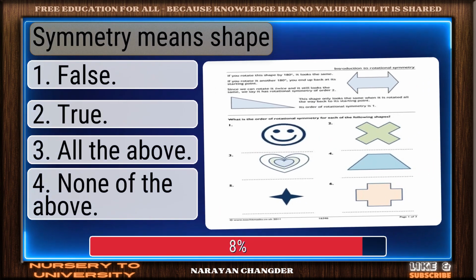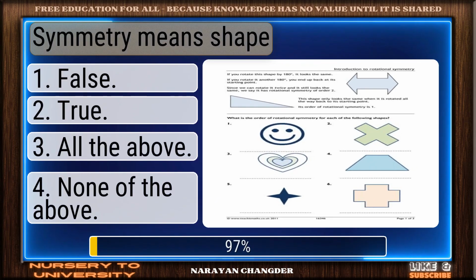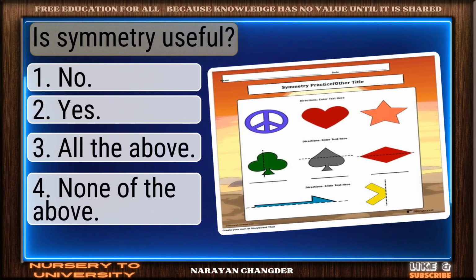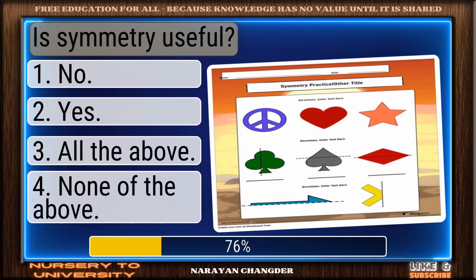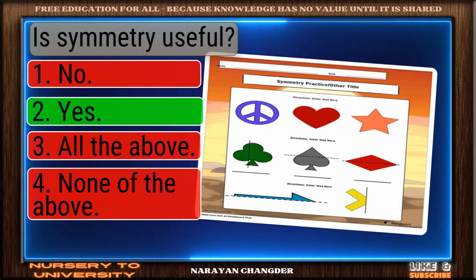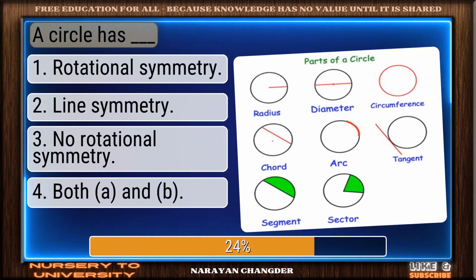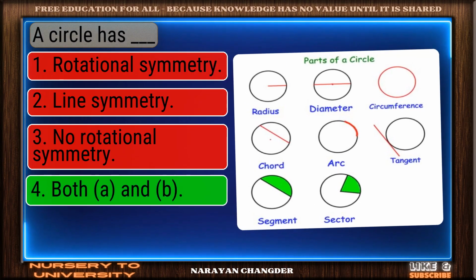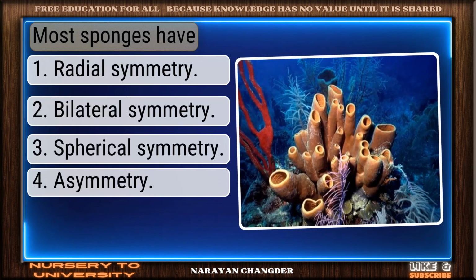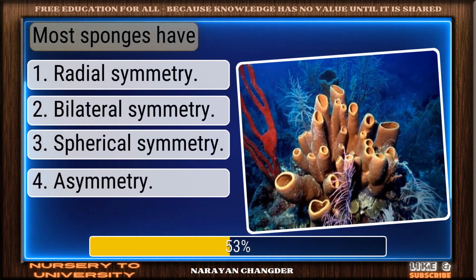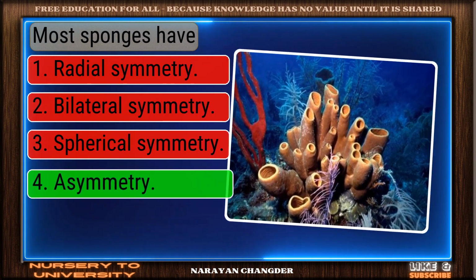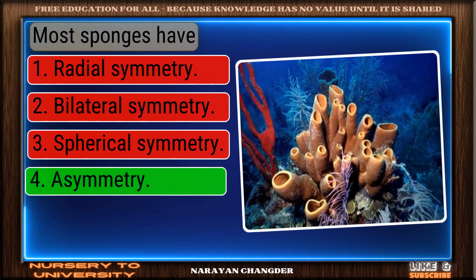Symmetry means same shape. Bravo. False is the answer. Is symmetry useful? Great thinking. Yes is the right choice. A circle has dash. Well reasoned. Both is the correct choice. Most sponges have dash. Nice selection. Asymmetry is the correct and valid answer.